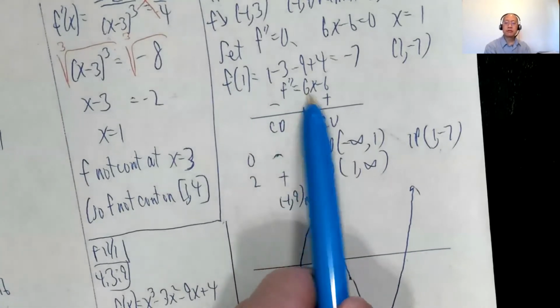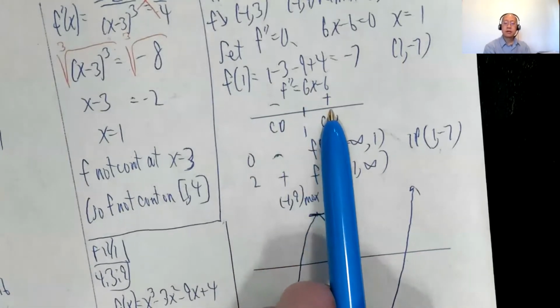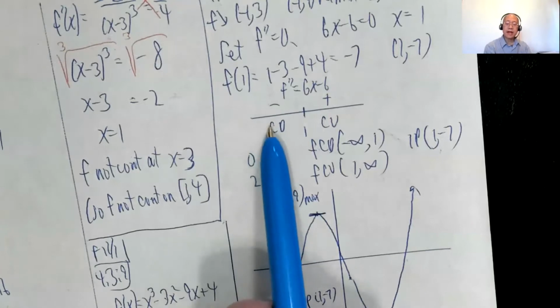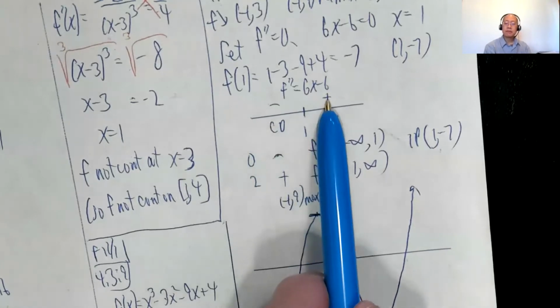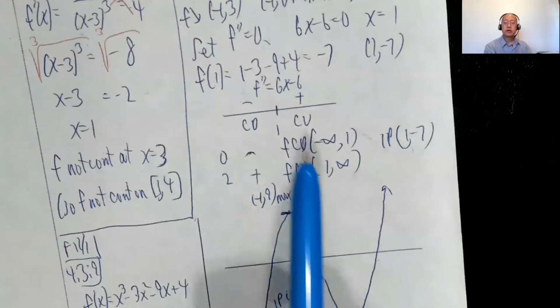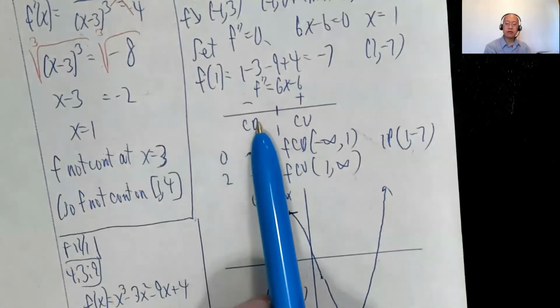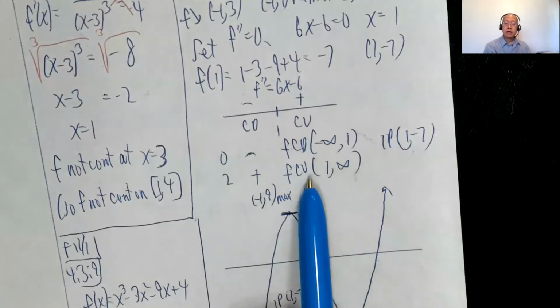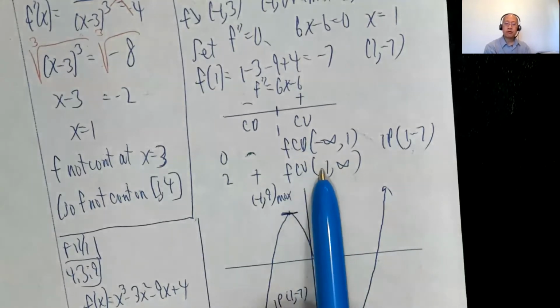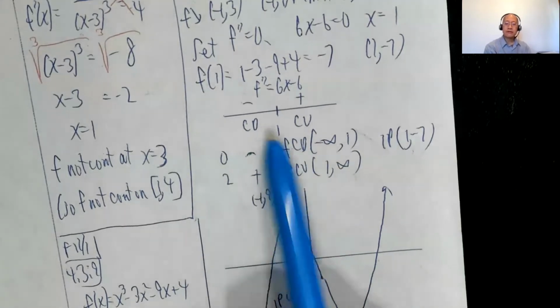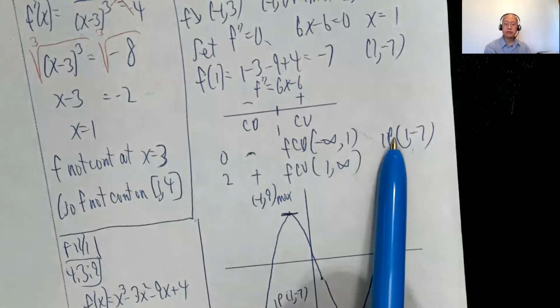Plug in 2, 6 times 2 minus 6, positive. Concave down, negative second derivative. Concave up, positive second derivative. So intervals of concavity: f is concave down from -infinity to 1. Concave up, U shape, from 1 to infinity. I do have a change in concavity, so (1, -7) is an inflection point.